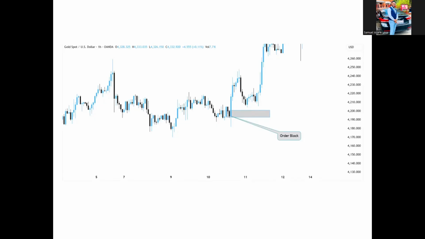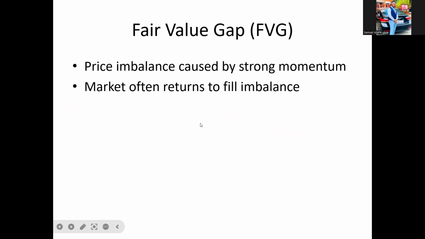Now let's look at the next one. After understanding and knowing what order block is, now let's look at the next one. Fair value gap. What is fair value gap? Some people call it imbalance. So when you have three different candles that form like this, successive candles that form like this.